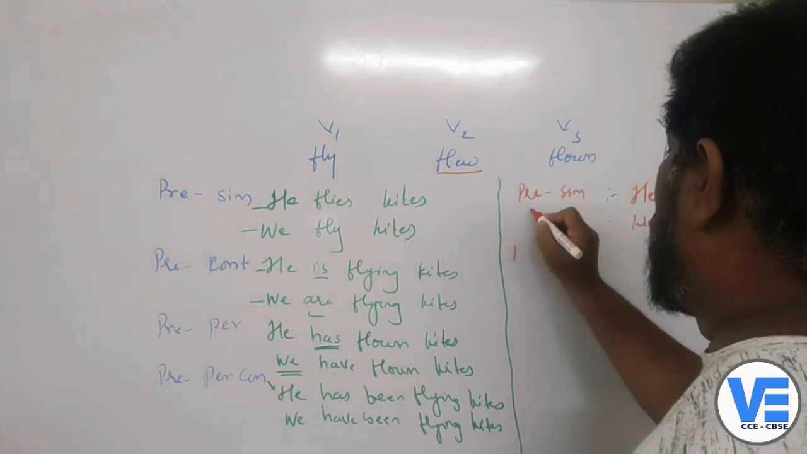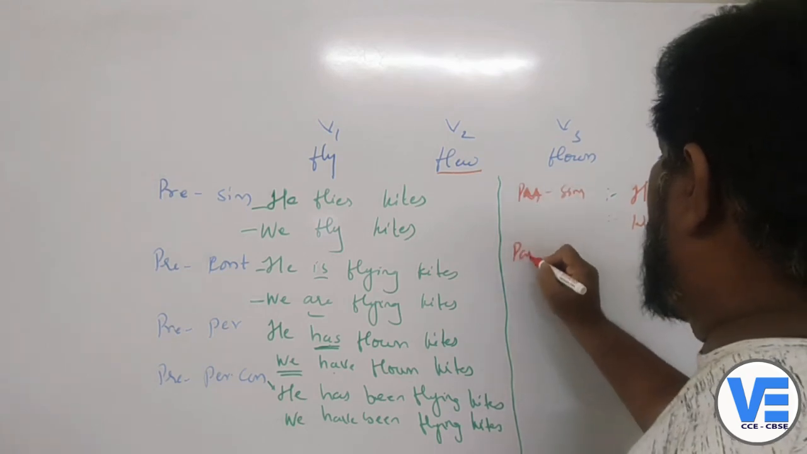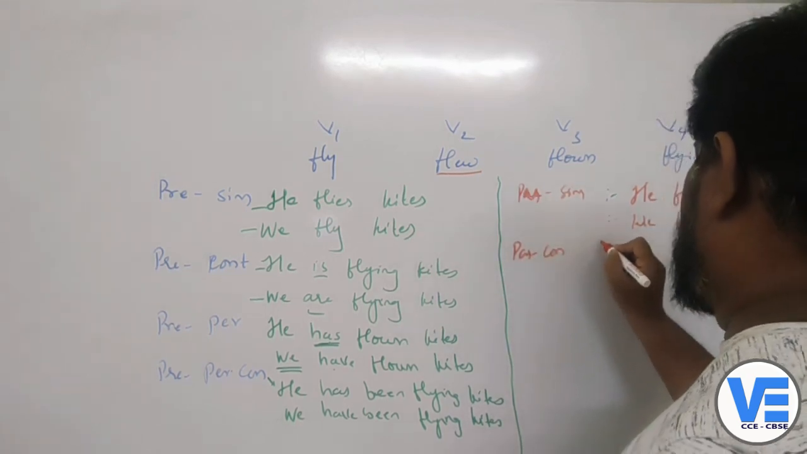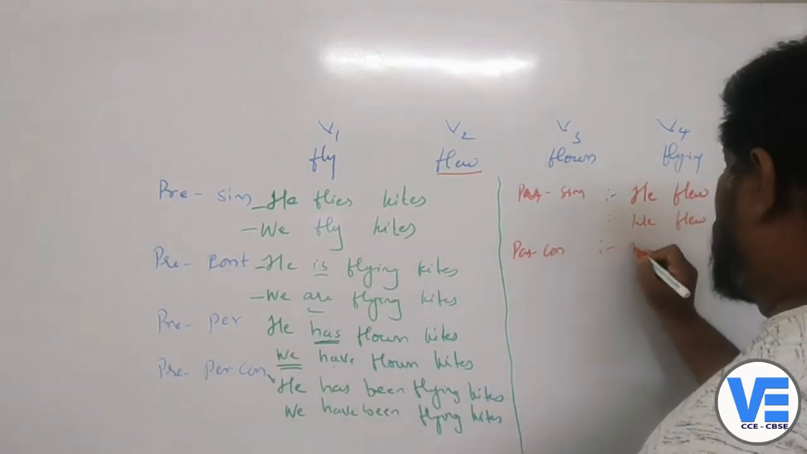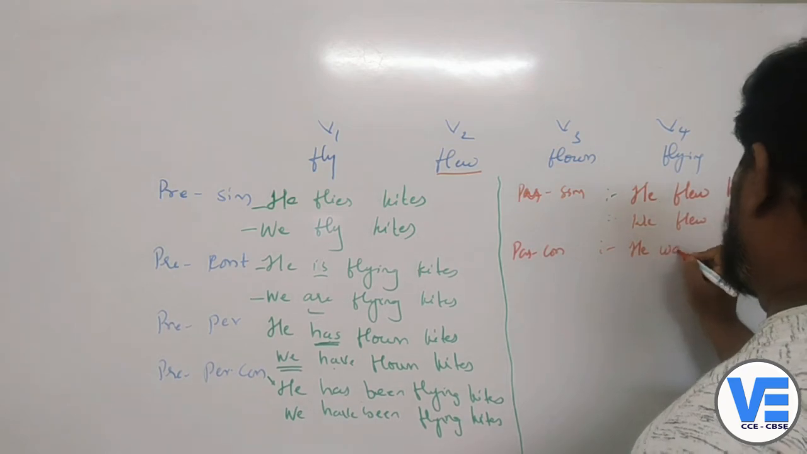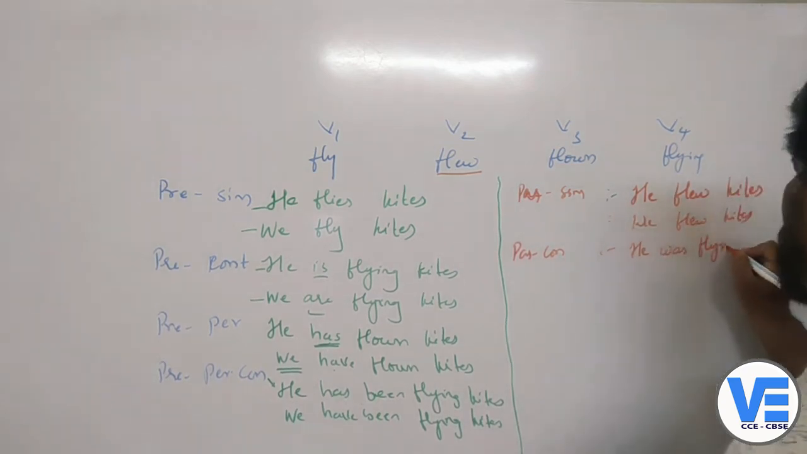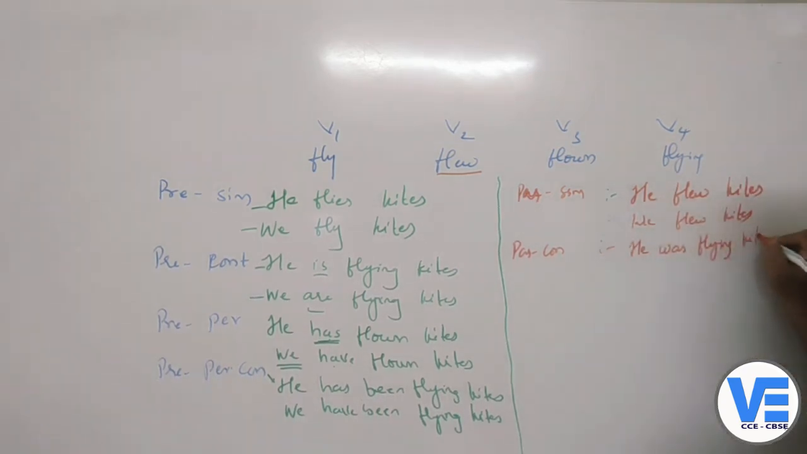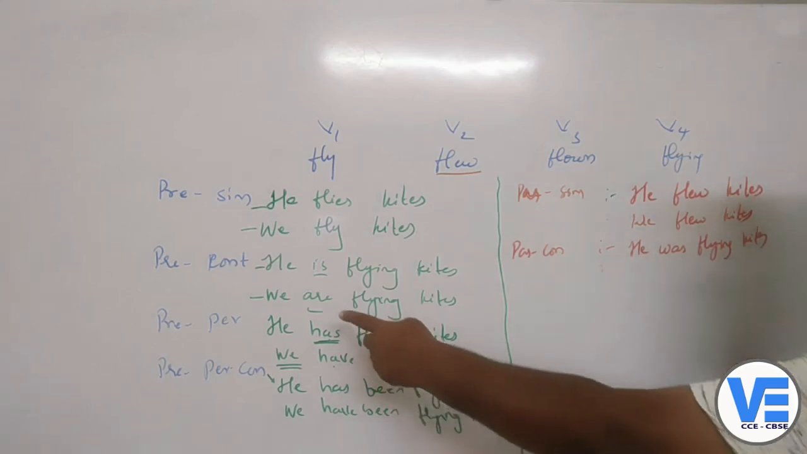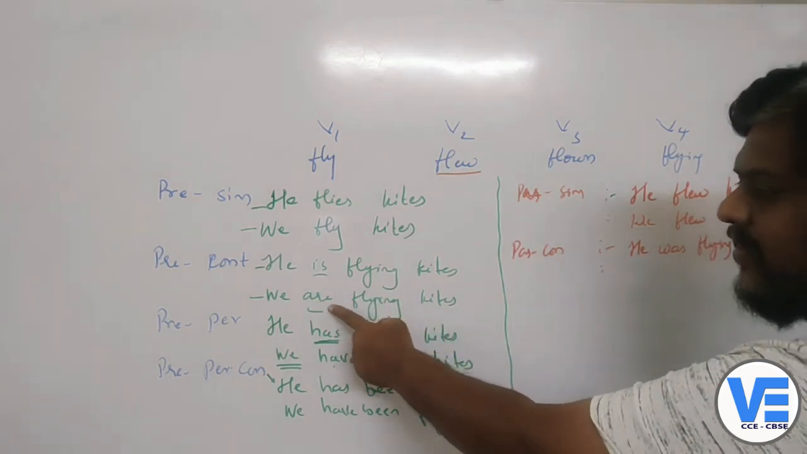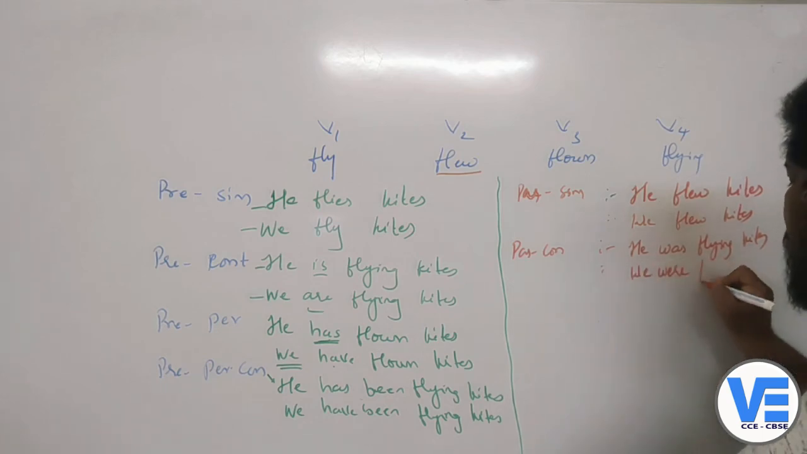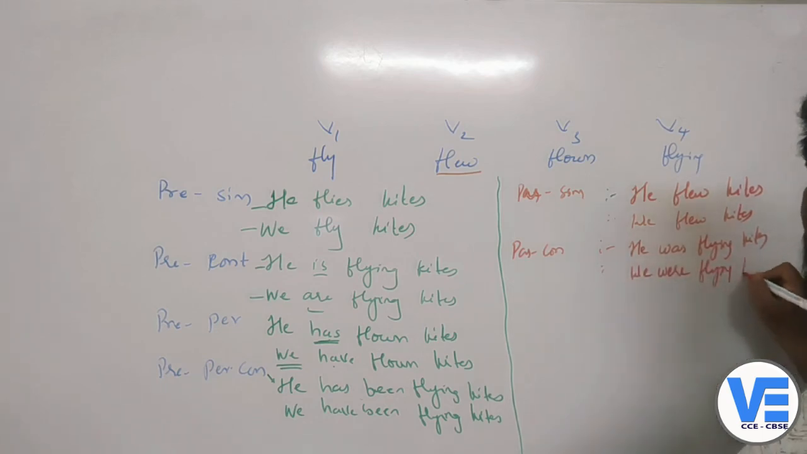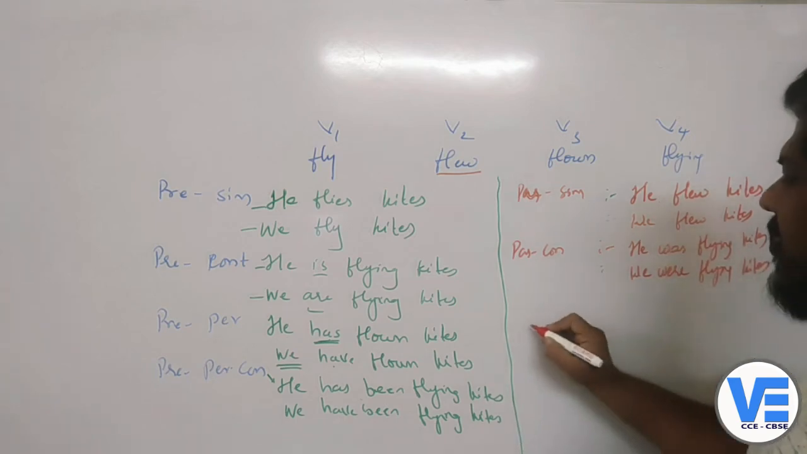Now coming to the past continuous, he is flying kites. So what is the past tense of is here? Was. So he was flying kites. So we are flying kites. What is the past tense of are here? We were flying kites.